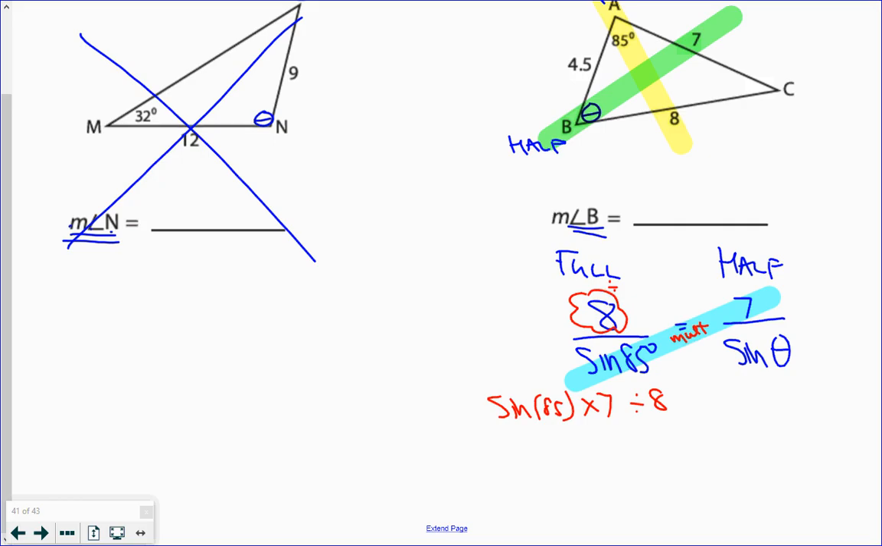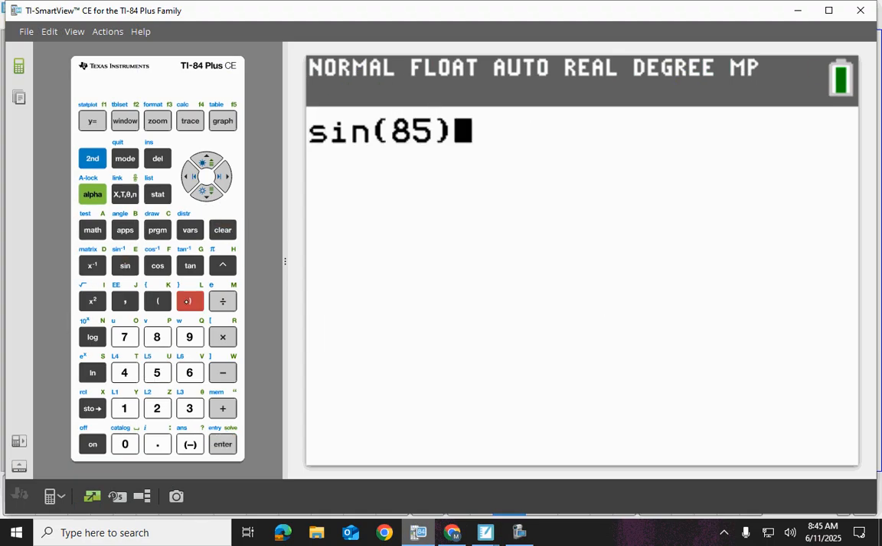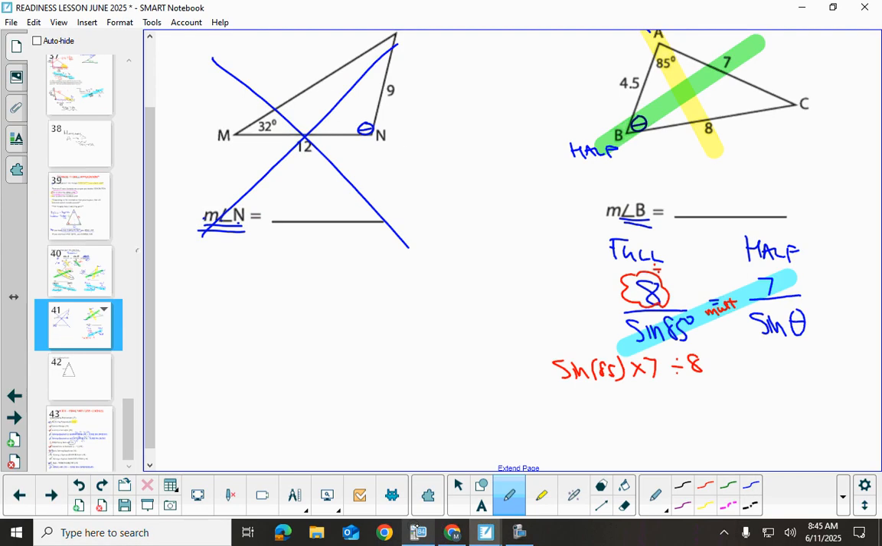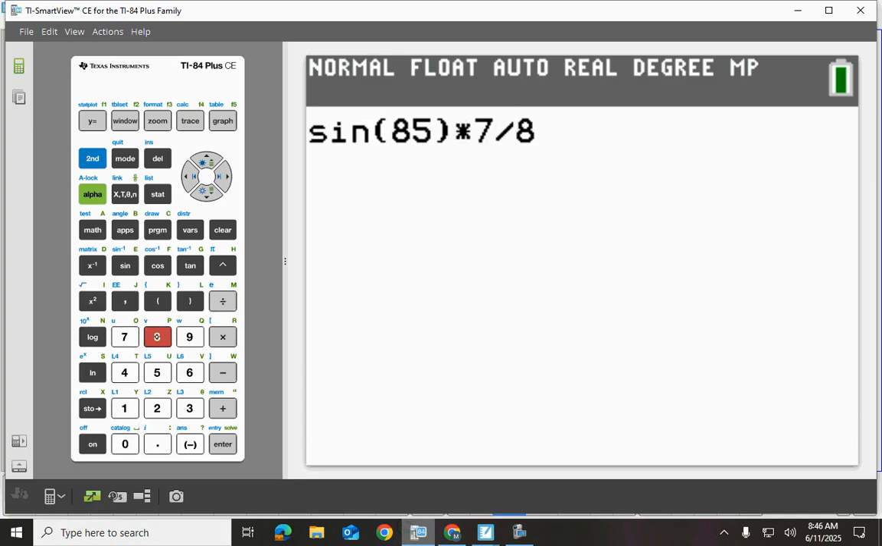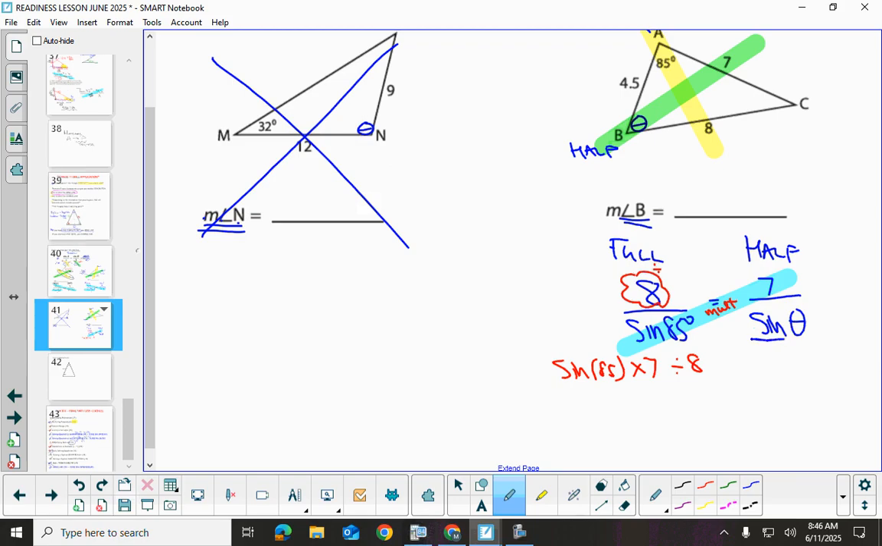Now, something weird is going to happen, and I need you to trust the process. So, sine 85, bracket, times 7, divide by 8. That is not the measure of the angle. We still have to find the angle. Do you see right here, you still have the word sine? In SOHCAHTOA, when you were looking for an angle, you had to go second sine, second cos, or second tan, right? That's what we practiced yesterday. We haven't hit second yet.